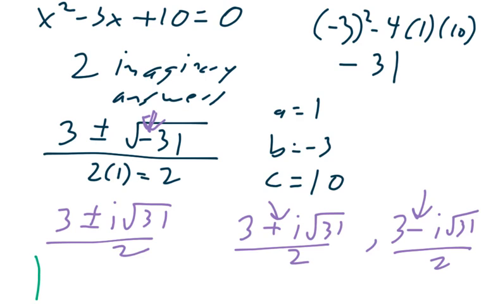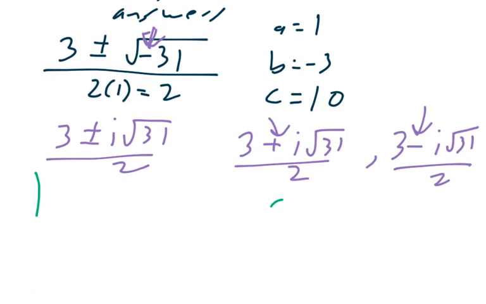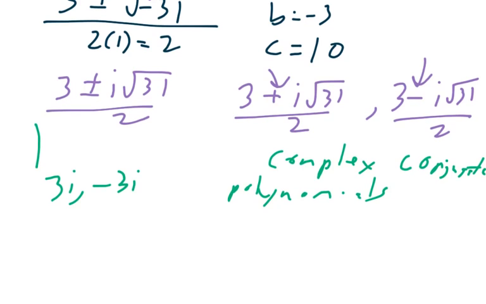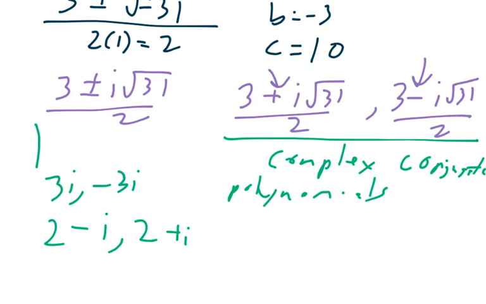That is something that we call complex conjugates. And when we solve polynomials, that always happens. In the last section, when we had 3i, we needed negative 3i. If we have 2 minus i, we need 2 plus i. And if we have 3 plus i square root of 31 over 2, we need 3 minus i square root of 31 over 2. And that's it for this particular lesson.